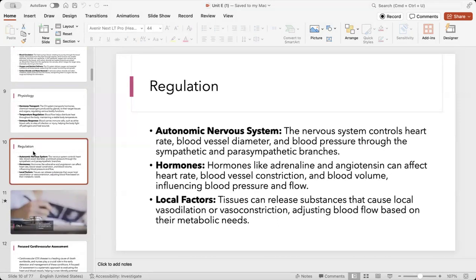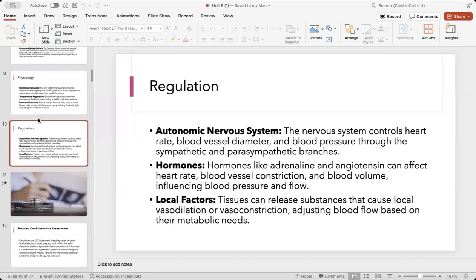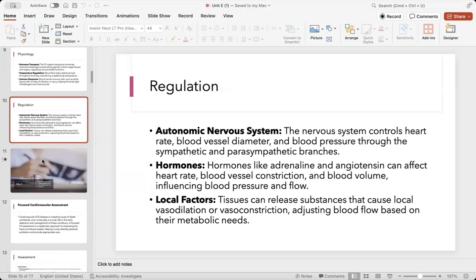Does anybody have any questions about that particular objective in the anatomy and physiology piece of the heart? If not, we'll keep going.